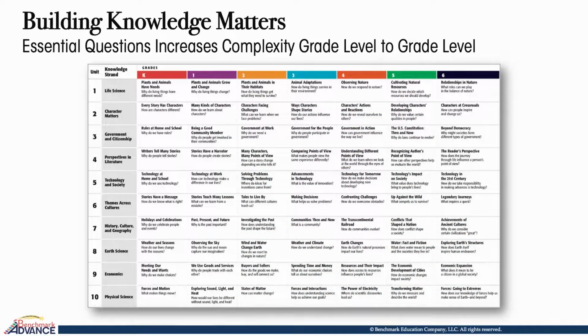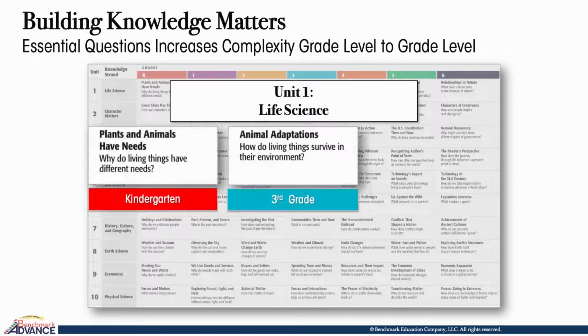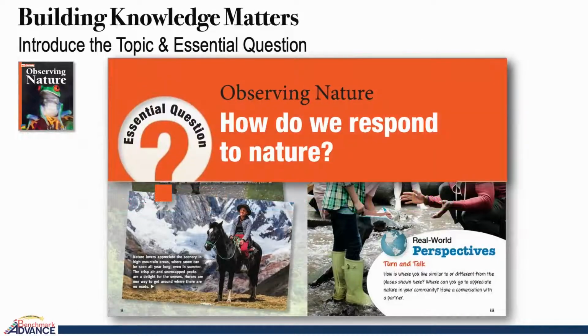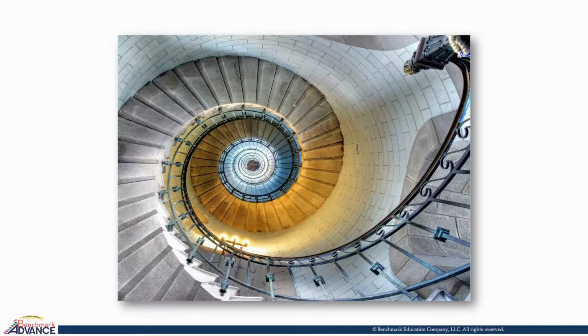Each unit is guided by an essential question, which grows across the grade levels. The essential questions are not simple, right-there questions with answers you can Google. Students use the knowledge gained across the unit to answer these questions, fostering critical thinking. We introduce the topic and essential question at the beginning, and we intentionally spiral back to the essential question throughout the unit, with time to talk and build knowledge around the variety of texts that students read.